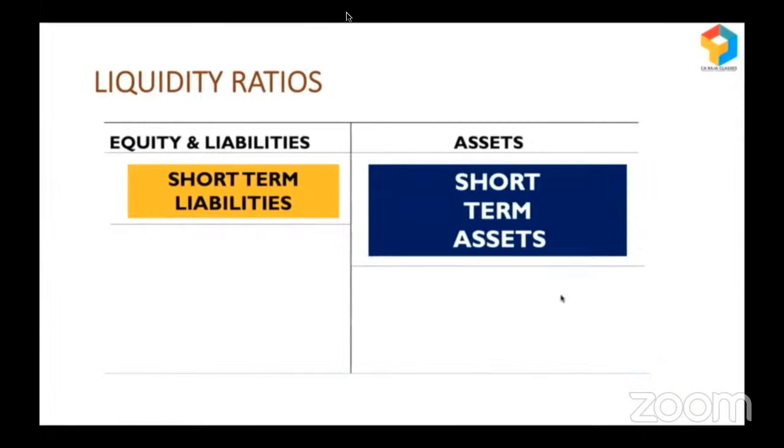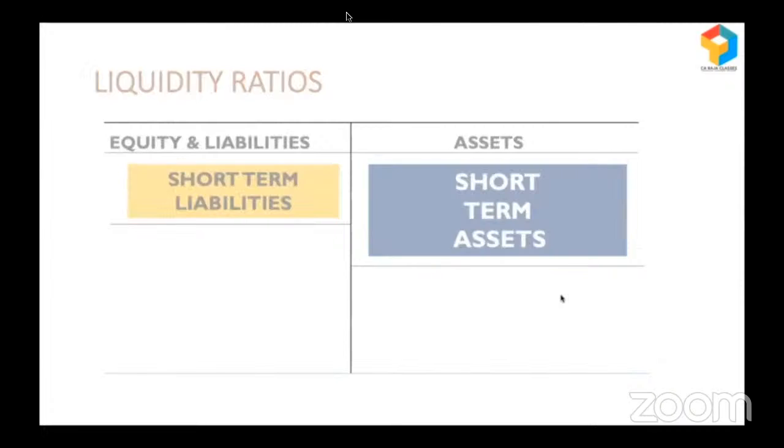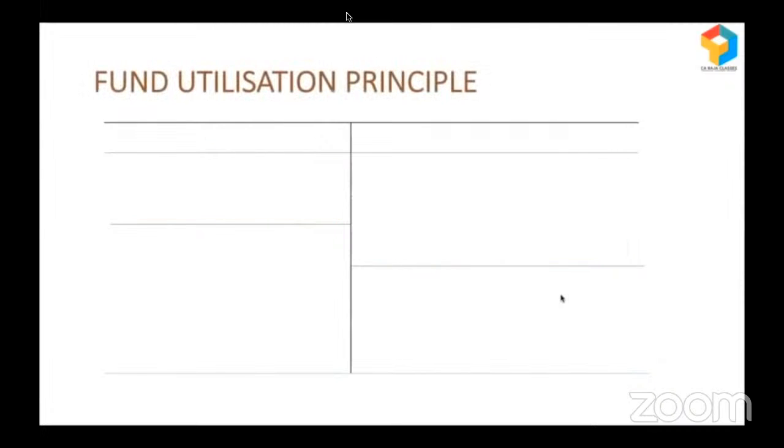Short-term assets should be greater than short-term liabilities, because short-term liabilities are those liabilities which you have to repay within 1 year, and for repaying that you need resources. Resources will be in the form of short-term assets, so the resources should always be greater than the obligation. That's why I've captured the short-term assets as larger size and short-term liabilities as smaller size. That's how it should be for an ideal business. Okay, right. Now, to understand this liquidity concept, let's first digest this fund utilization principle.